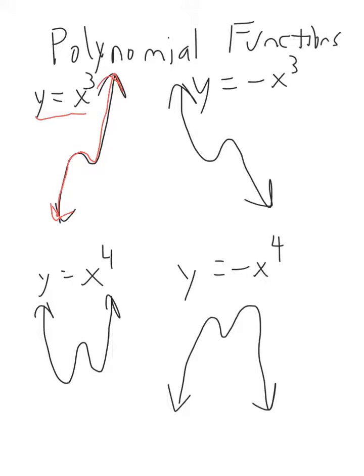If your x cubed term is negative, it's going to go the opposite way. It's going to go like this, come back up maybe a little bit, and then come down. That's if your highest degree term is x cubed and it has a negative coefficient in front of it.